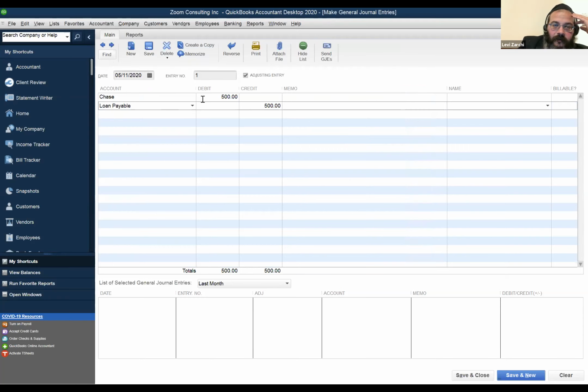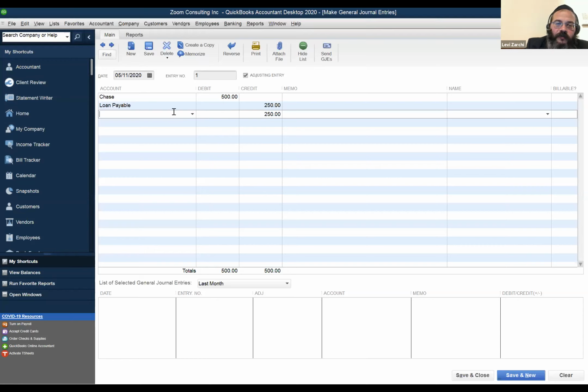And as you saw, the moment I put in the Chase $500, QuickBooks automatically made $500 on the other side as a credit, because everything has to balance. The difference is it doesn't know what the name is yet. It might have been a loan payable of $500. It might have been only $250. But you know what happens? QuickBooks automatically adds another $250 because you have to balance it out. That's the beauty of QuickBooks. It doesn't let you make a mistake.